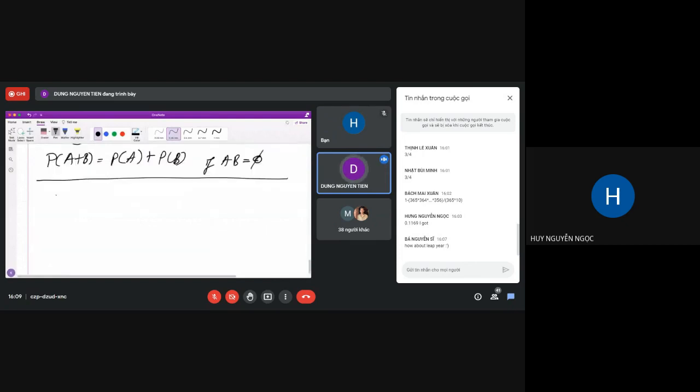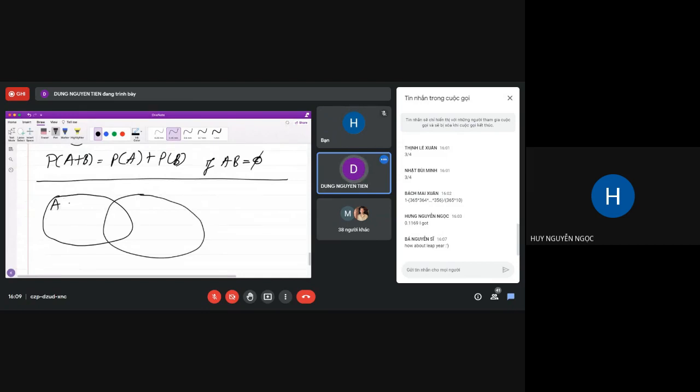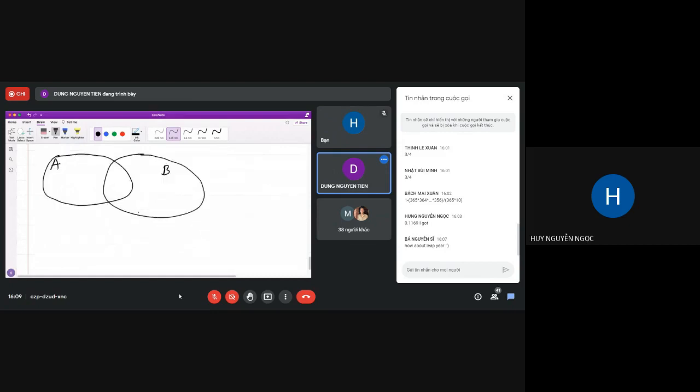If they are not disjoint, then you come up with the probability of A. You come up with this one. This is A. This is B. Okay. And then you come up with the probability of A plus B. You expect to get the probability of A and the probability of B. You get this one for A, and you get this one for B.